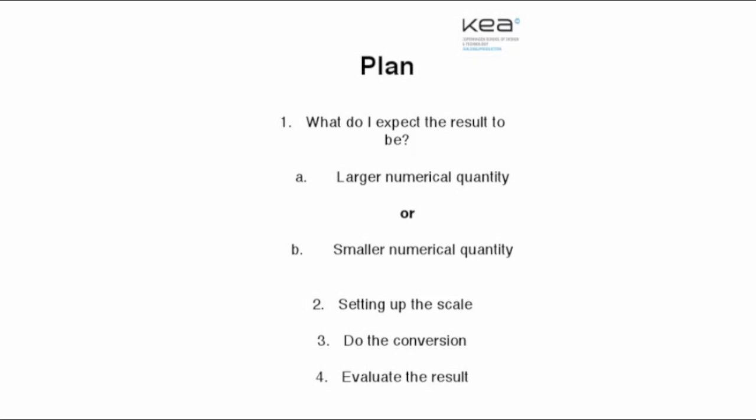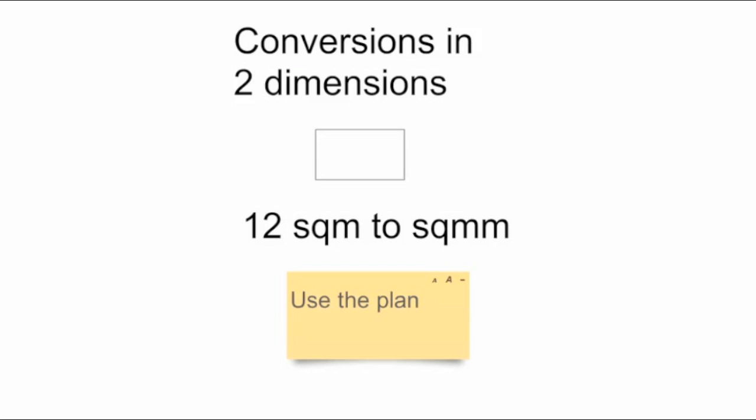First one is, what do I expect the result to be? A larger numerical quantity or a smaller one? I have to set up the scale. I have to do the conversion. And finally, I have to evaluate the result. So the first thing I do is I write up the exercise, conversion in 2 dimensions, 12 square meter to square millimeter, and as the notes say, use the plan.